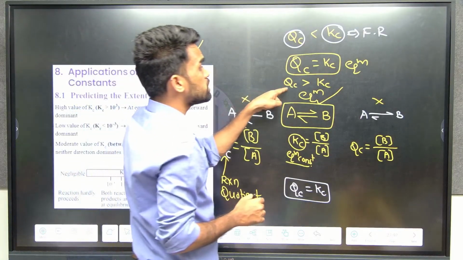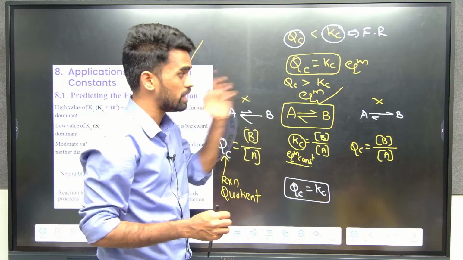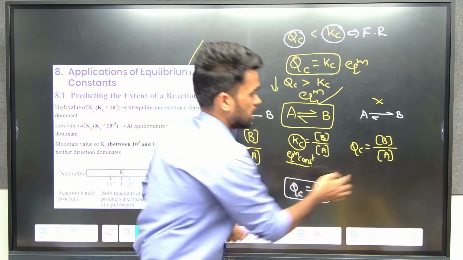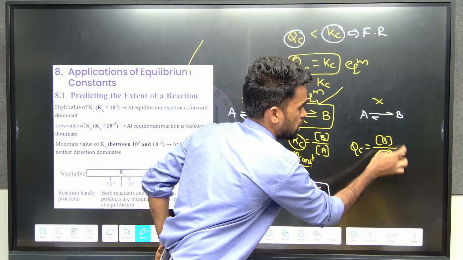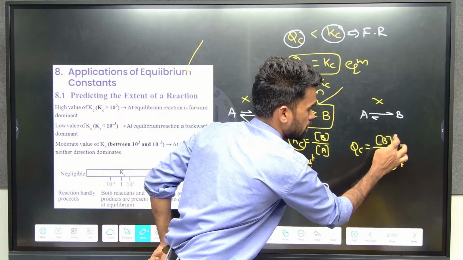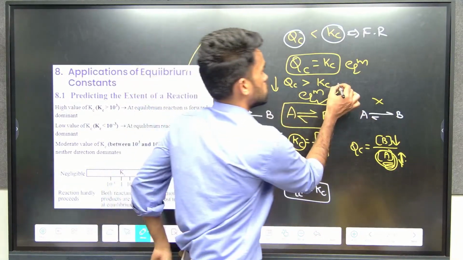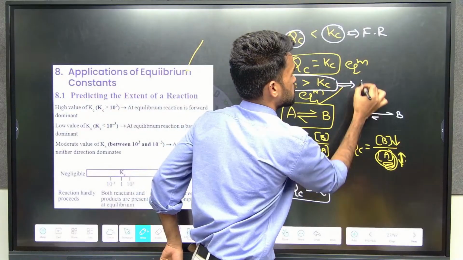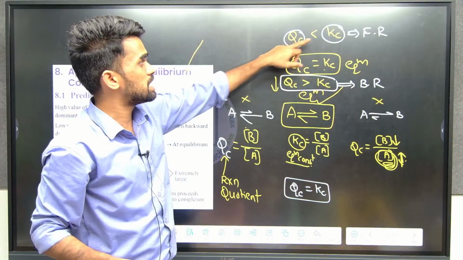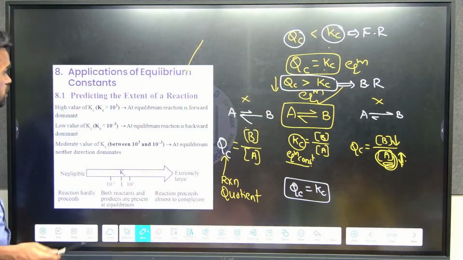So if Qc is greater? Backward. But why is it backward? In order to make them equal, this value should be decreased. It means the concentration of C should be increased, and this should be decreased. Which side should this equilibrium move? Backward. So if this is the case, the backward reaction is favored. So that is Qc equals Kc, Qc less than Kc, Qc greater than Kc. That's it.